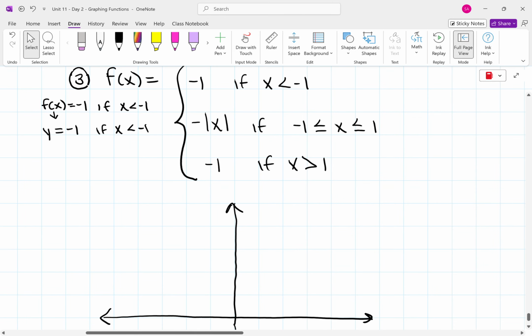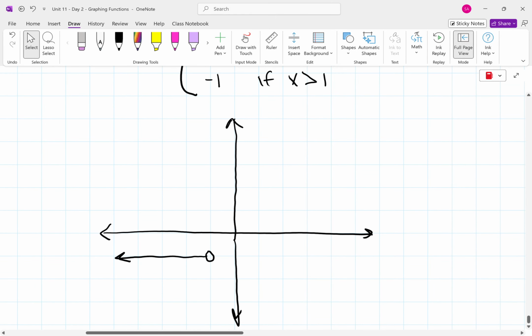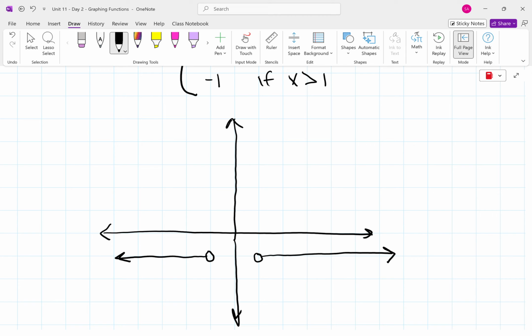Okay, the next one is saying, I'm skipping the middle one, I'm going to the last one. So now we're saying y equals 1 if x is greater than 1. So where is x greater than 1? Right here. Again, it's not equal to, so that's why I'm making an open circle. And then they're saying y equals 1 for this side of it.